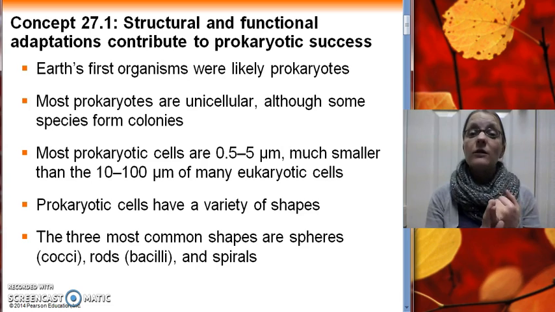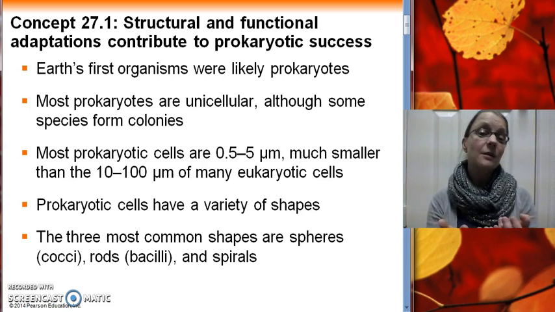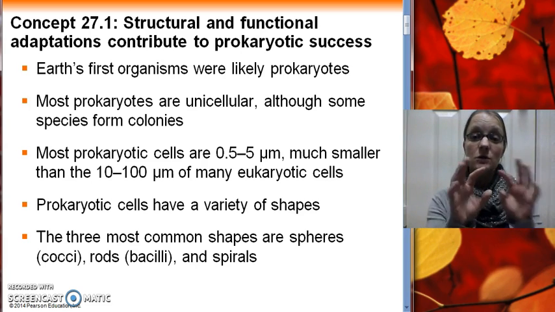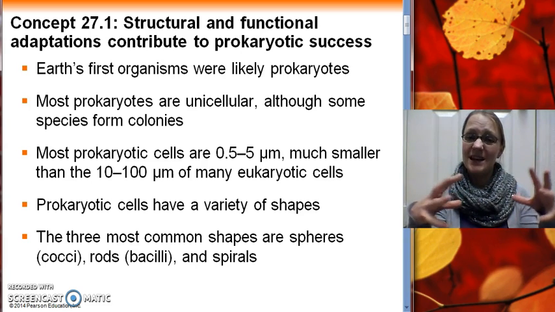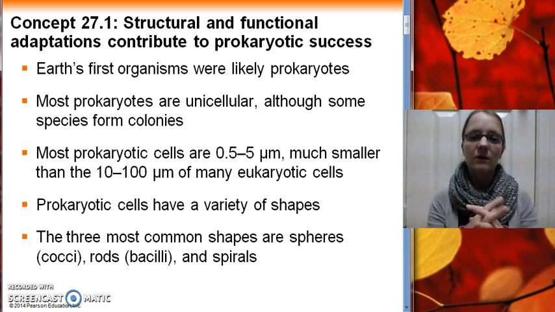We think that Earth's first organisms were likely prokaryotes, right? These are very simple, small cells. They are unicellular for the most part, although they tend to sometimes live in colonies. So you'll have individual organisms all sort of bunched together. They're all individual organisms, but they do live together in these groups, which we call colonies.